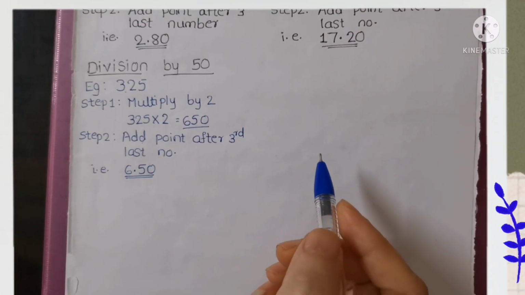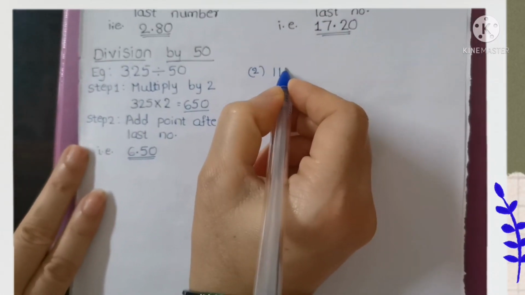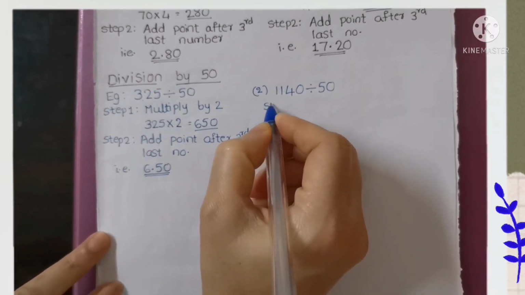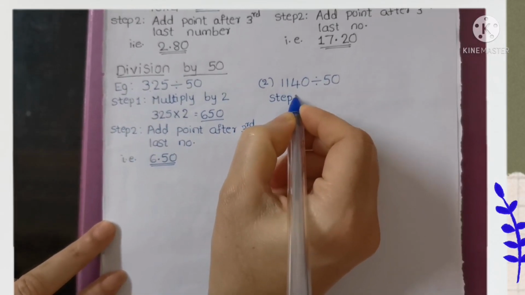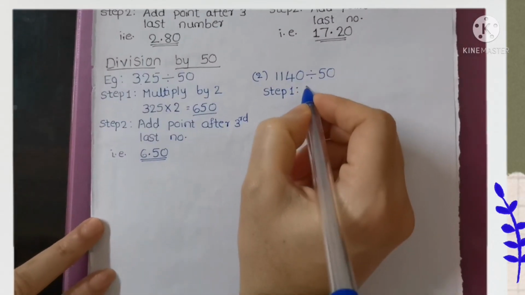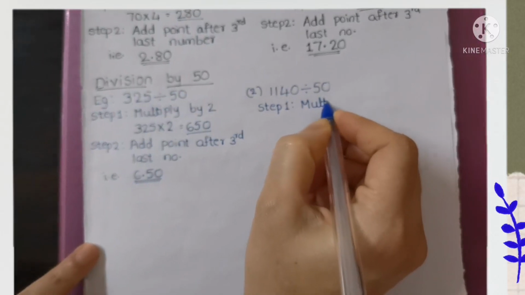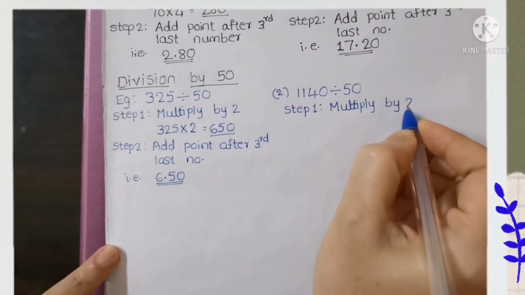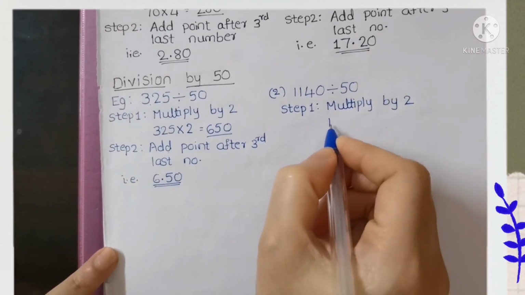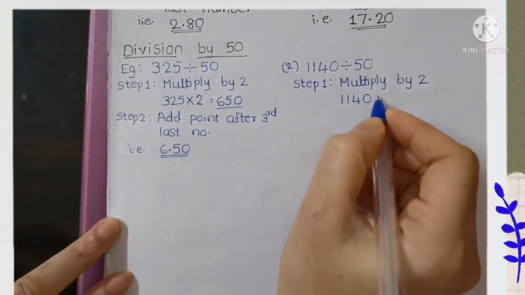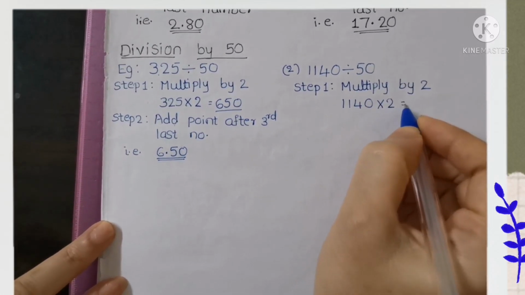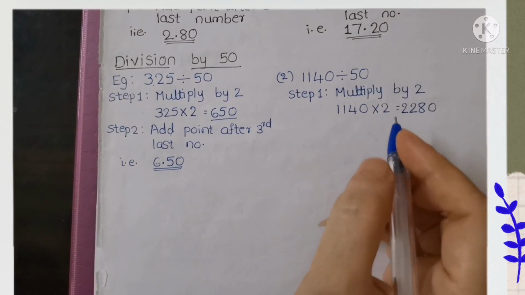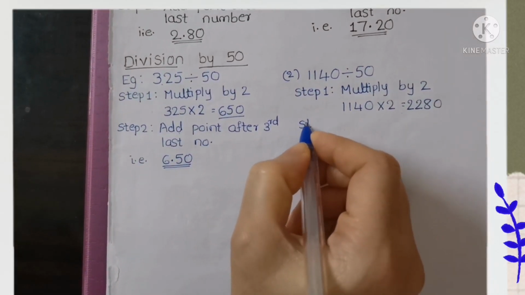Let's take one more example. So our next number is 1140 divided by 50. Step 1. In step 1, we have to multiply the number 1140 by 2. Multiplying 1140 by 2, we get the answer as 2280. So let's move on to our next step.